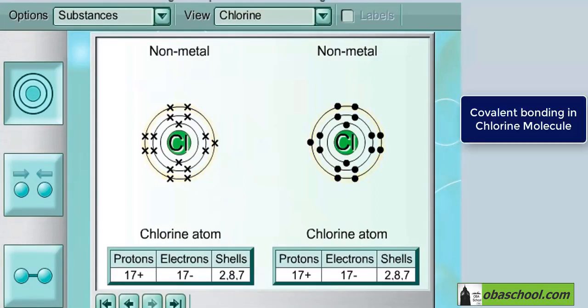Let's explore the covalent bonding in a chlorine molecule. A chlorine atom, first of all, has 17 protons and 17 electrons. 17 protons are in the nucleus and the 17 electrons occupy 3 energy levels. The outer energy level has 7 electrons.